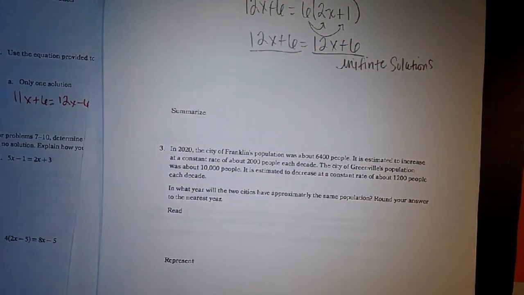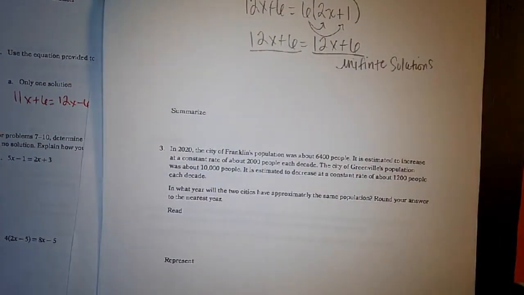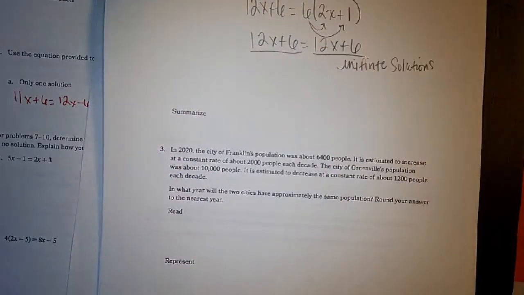What did y'all figure out? What's the important information? Okay, in 2020, the city of Franklin's population was about 6,400 people. It's estimated to increase at a constant rate of about 2,000 people each decade. The city of Greenville's population was about 10,000 people. It's estimated to decrease at a constant rate of about 1,200 people each decade. So, in what year will the two cities have approximately the same population?